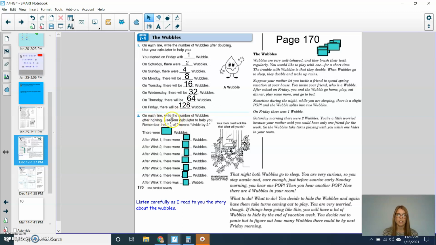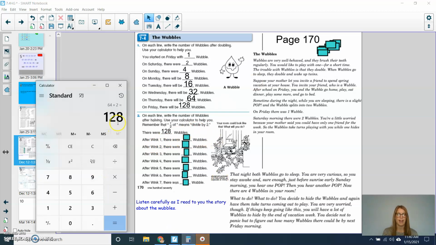It says on each line, write the number of Wubbles after halving. So use your calculator to help you remember that half of means divided by 2. If we start with 128 Wubbles, after week 1, how many Wubbles were there?